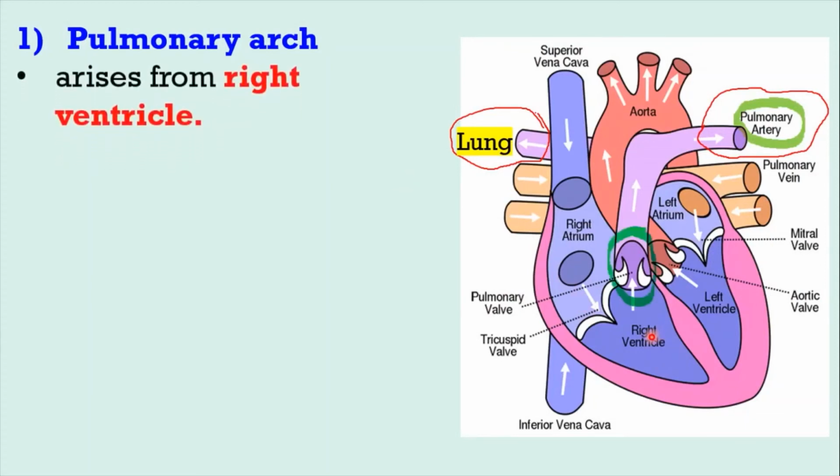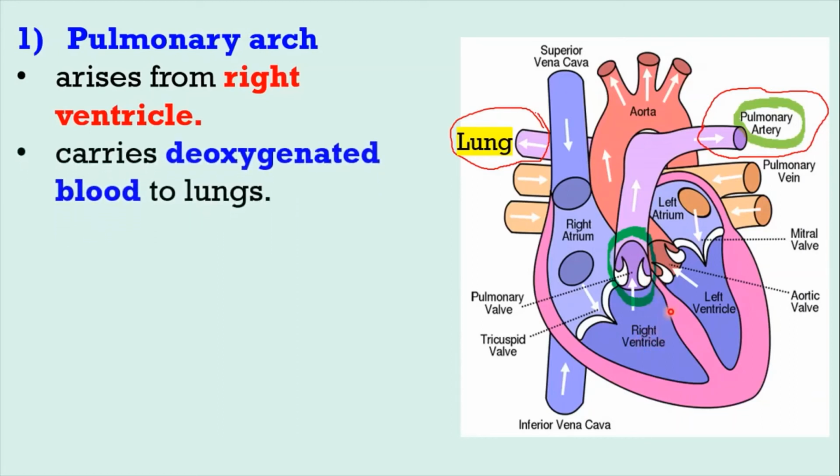You carefully observe this picture. This is right ventricle. This light violet colored one is pulmonary arch. So pulmonary arch arises from the right ventricle, exactly from the left anterior angle of the right ventricle. We already know the point that right ventricle contains deoxygenated blood. So pulmonary arch carries deoxygenated blood from right ventricle to the lungs. So deoxygenated blood is brought by this pulmonary arch from the right ventricle to lungs for oxygenation.